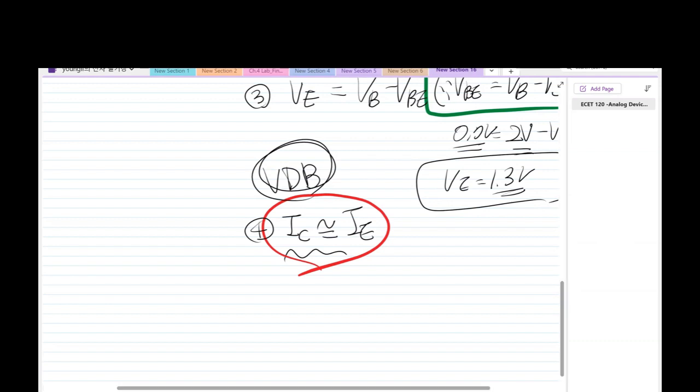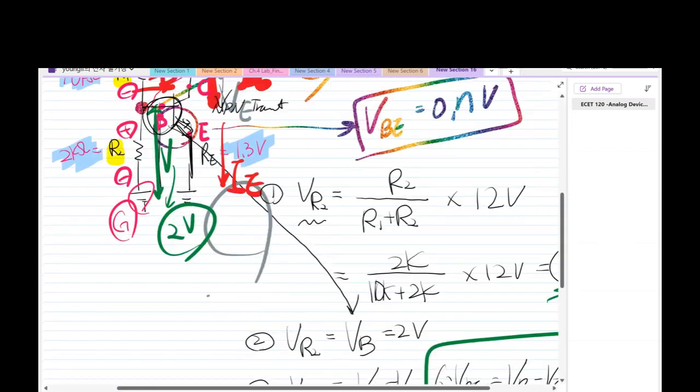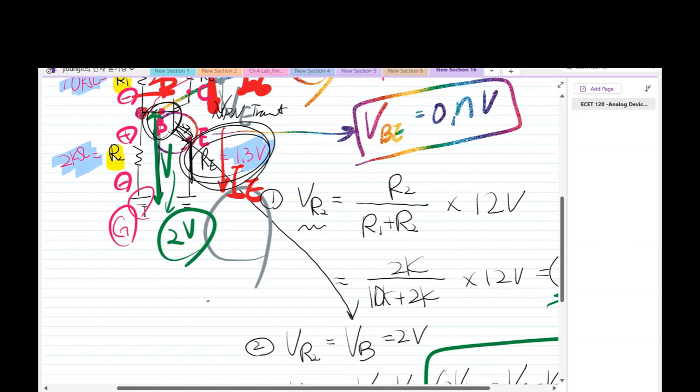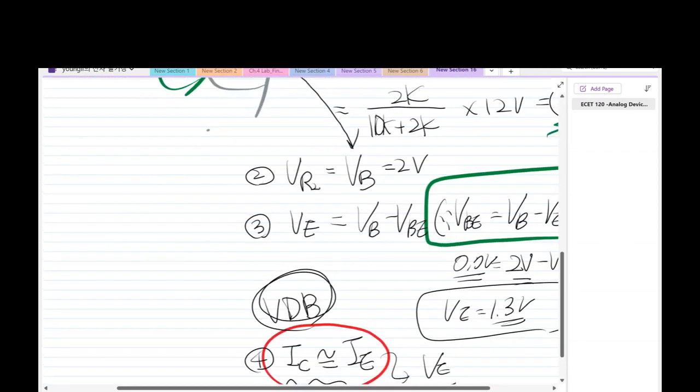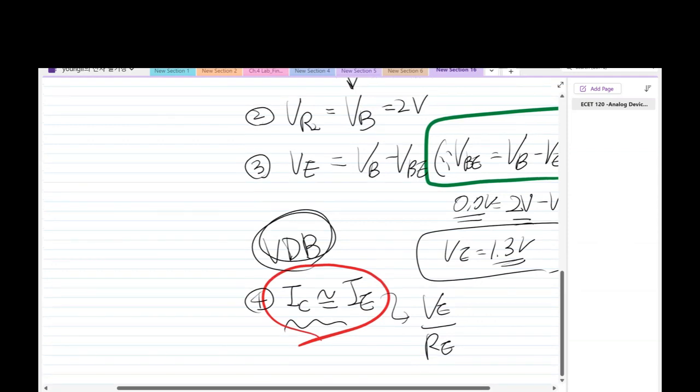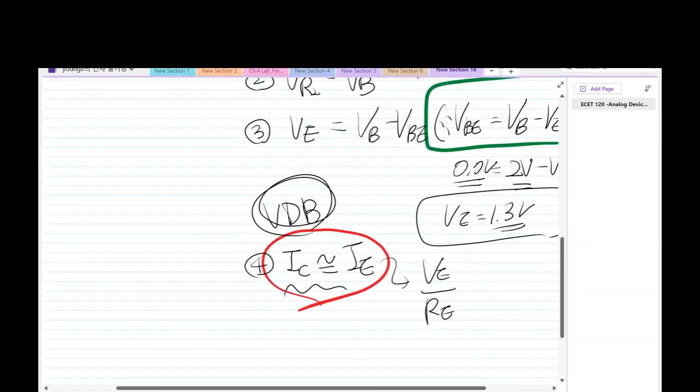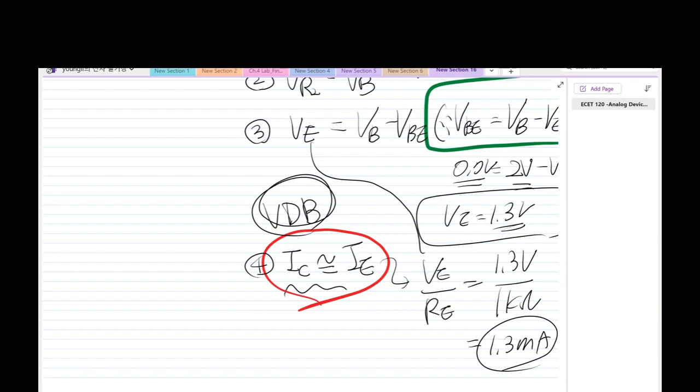So we calculated I sub E. The I sub E is what? V sub E divided by R sub E. Go back to the circuit, just right here. So V sub E, we calculated from question 3, 1.3 volt, divided by 1 kilo ohm. So I sub E is 1.3 milliamp. Why? Because it's divided by the kilo, 1 over 1 kilo is the milli.